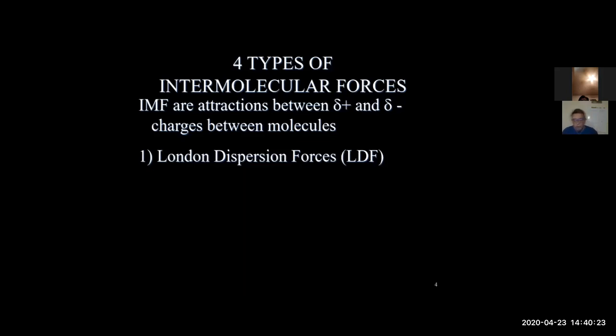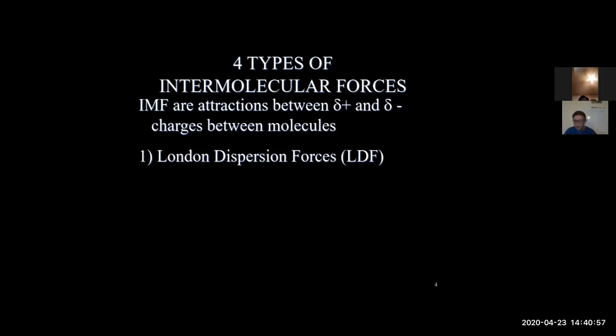The first one is called the London dispersion forces. These are, I think, very straightforward to determine because for all nonpolar molecules, the only IMF they have is this one. And if you recall, the diatomic molecules are all nonpolar. So the only force they deal with is London dispersion forces.